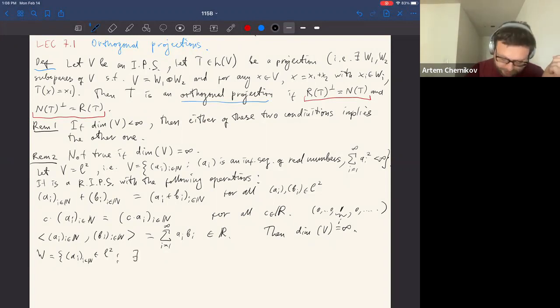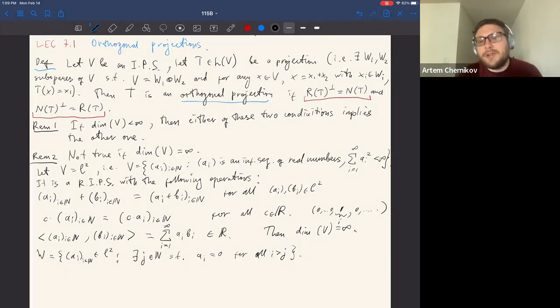For which there exists some index J, such that the corresponding coordinate A_i is equal to 0 for all i greater than J. Okay. So we consider the subspace consisting of all sequences which are eventually 0. So it's an infinite sequence, but from some point on, you only have zeros in it.